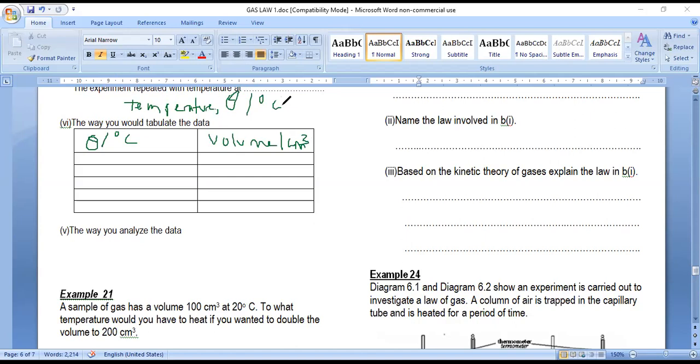So the way you analyze your data, you plot the graph. So your graph will be temperature against volume.